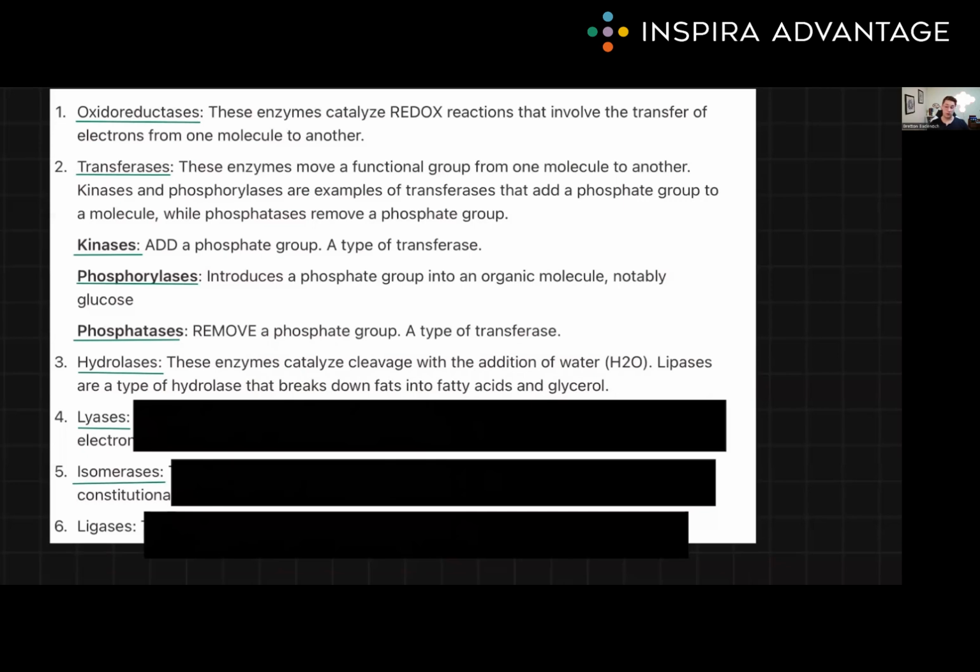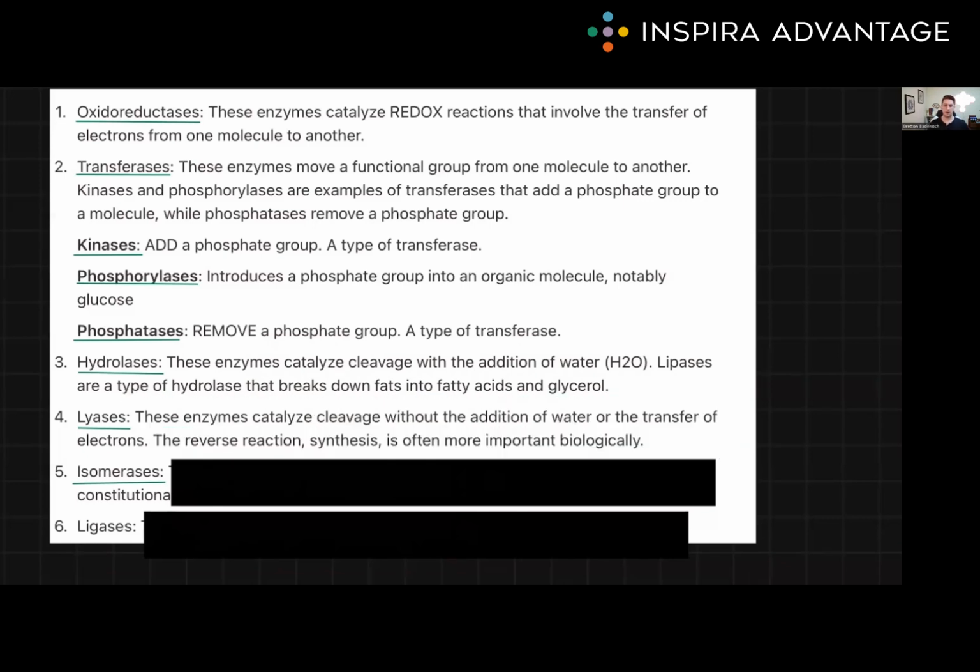Next up, we have our lyases. These enzymes catalyze cleavage without the addition of water or the transfer of electrons. The reverse reaction, synthesis, is often more important biologically, so you're not going to see a lot about lyases, but you still want to know what they are on the off chance they come up. Isomerases catalyze the interconversion of isomers, including both constitutional isomers and stereoisomers.